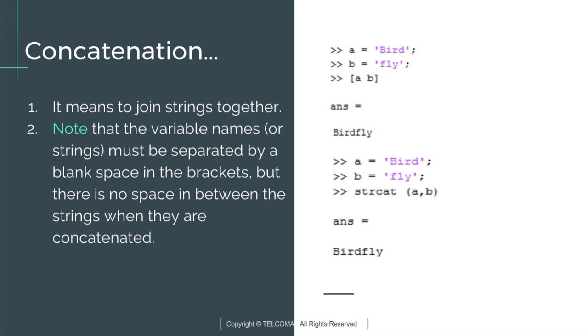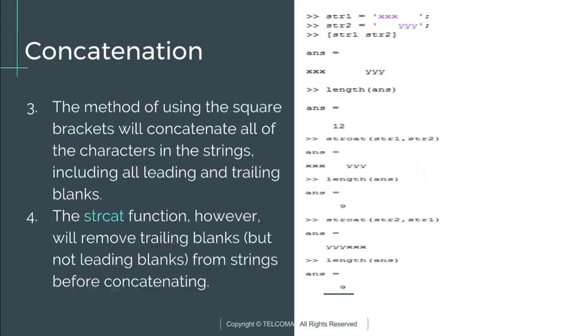Next is concatenation. Concatenation means to join strings together. Note one thing, that the variable names or strings must be separated by a blank space in the brackets, but there is no space in between the strings when they are concatenated. The method of using the square brackets will concatenate all of the characters in the strings, including all leading and trailing blanks. The strcat function, however, will remove trailing blanks but not leading blanks from the strings before concatenating.